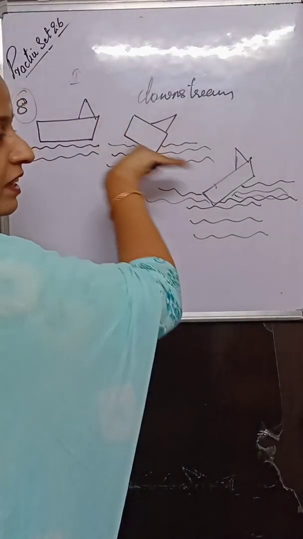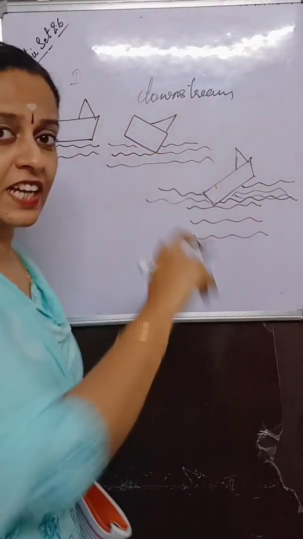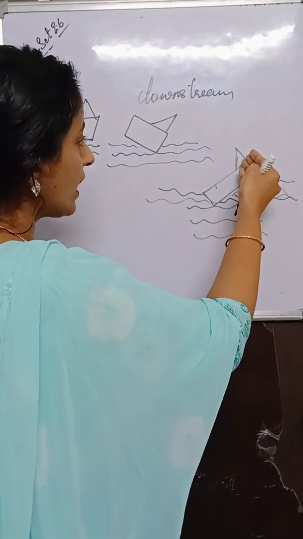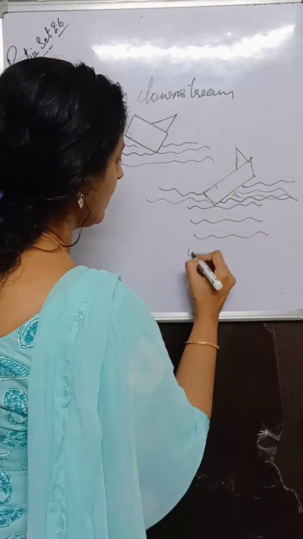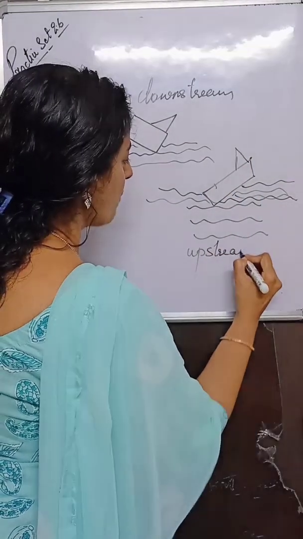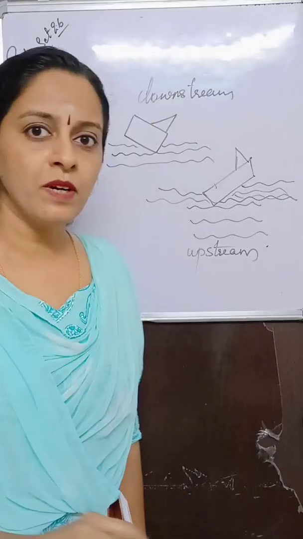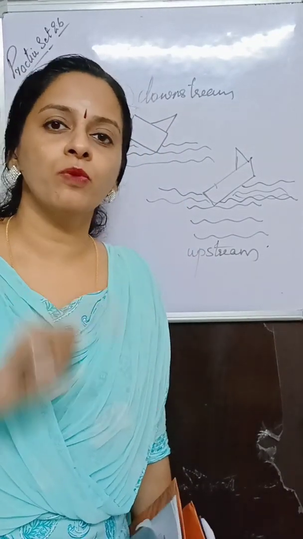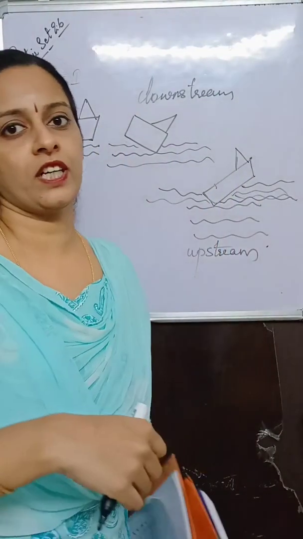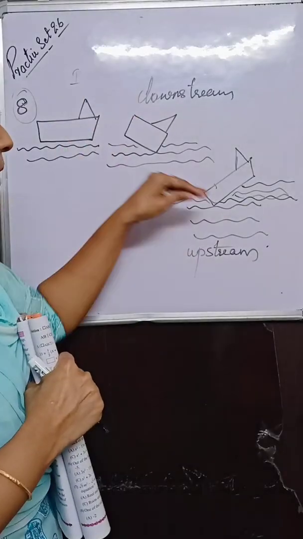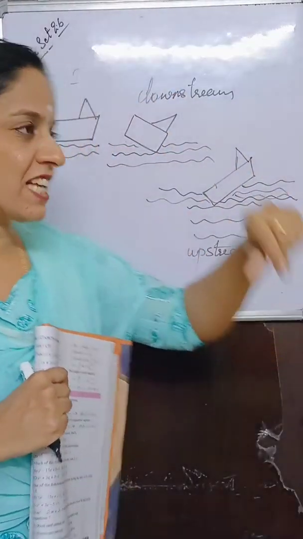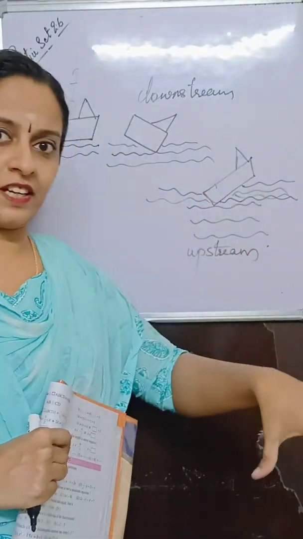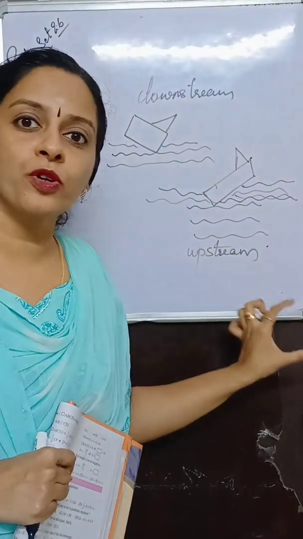When the boat is in the downstream, when it is in the downward direction, the speed of the water also adds up. Whereas during the upstream, this is the figure where I have shown upstream, the speed of the boat will decrease because it will have to work against the speed of water current. For downstream, the speed of the boat will increase because it will be helped by the water current. Whereas here, the speed of the boat will decrease.